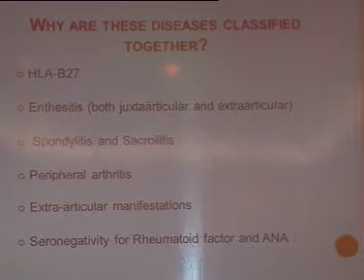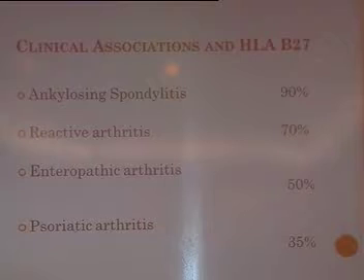First and foremost is HLA-B27 positivity in all of them, enthesitis, both juxta-articular as well as extra-articular, spondylitis and sacroiliitis, peripheral arthritis, which is generally asymmetrical in involvement, and extra-articular manifestations in the form of involvement of the eye and genitourinary tract. Essentially, their serostatus is negative for rheumatoid factor as well as antinuclear antibodies.